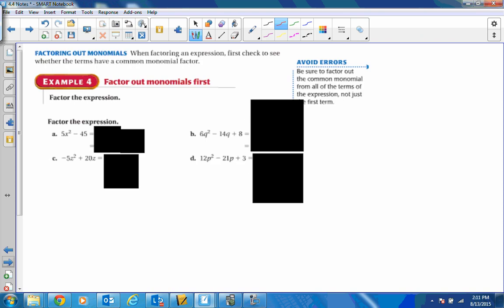All right, factor out monomial. When factoring an expression, first check to see whether the terms have a common monomial factor. So you always want to do that first. Be sure to factor out the common monomial from all terms of the expression, not just the first term. So that's something that can mess you up.